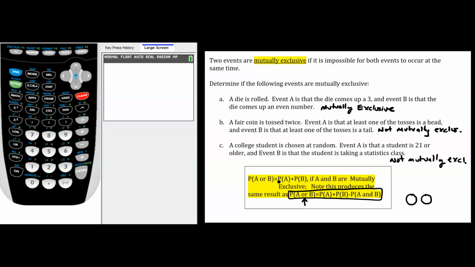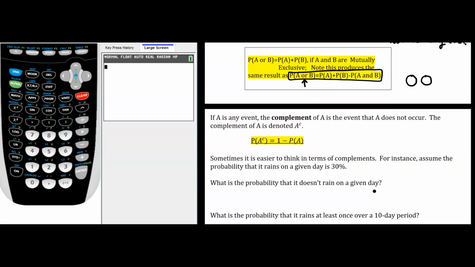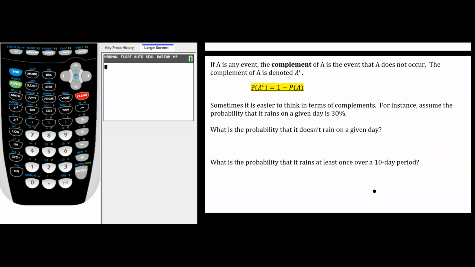So this is not really making our P of A or B problems any more difficult or giving you anything else to remember. It's really just speaking to a little bit more vocabulary that we can incorporate into some of the problems that we're talking about. Okay, let's take a look at one more thing in this video, and that's the idea of a complement.